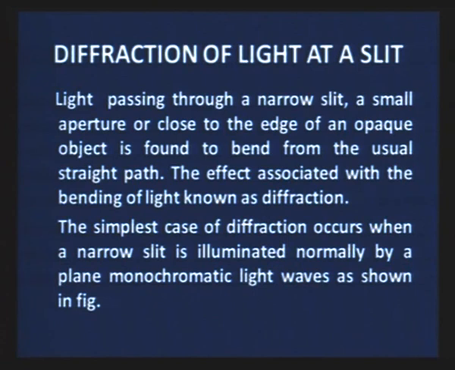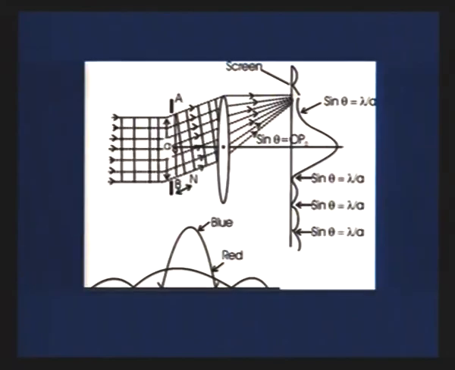Sir, is there any similar phenomena? Yes, one more important phenomena that is very interesting is the diffraction of light. And what happens in diffraction of light? When light passes through a narrow slit or a small aperture or close to the edge of an opaque object, it is found that it bends around the corners, and the effect associated with this bending of light is known as diffraction. The simplest case of diffraction occurs when a narrow slit is illuminated normally by plane monochromatic light waves as shown in the diagram.